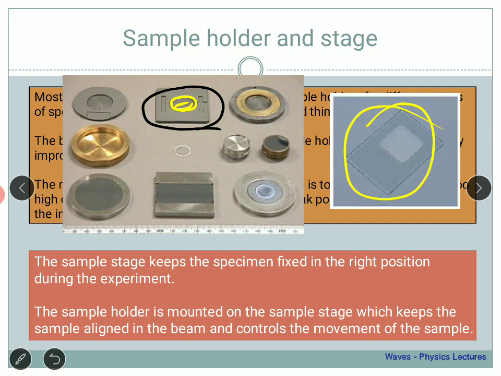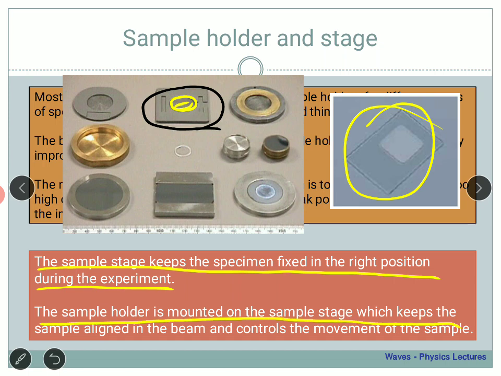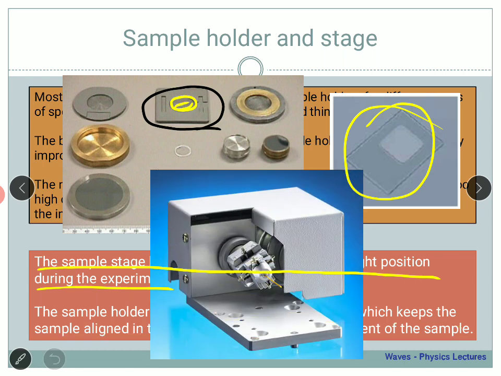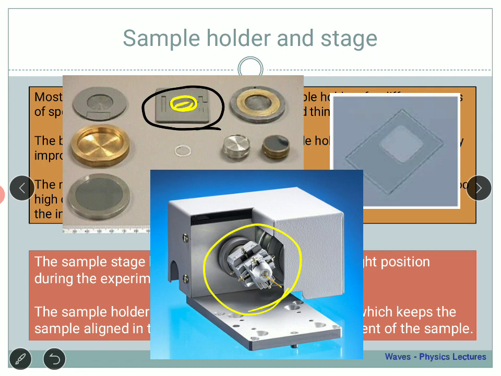Next we have got the sample stage. Now what is a sample stage? That's quite simple. The sample stage keeps the specimen fixed in the right position during the experiment. So obviously you are going to fix your sample holder into the sample stage. The sample holder is mounted on the sample stage, which keeps the sample aligned in the beam and controls the movement of the sample. That also forms a very important part, because ultimately you are going to put the sample there. A sample stage will look something like this, and you are going to put the sample somewhere here. We can have a closer look when we actually look into the real instrument.